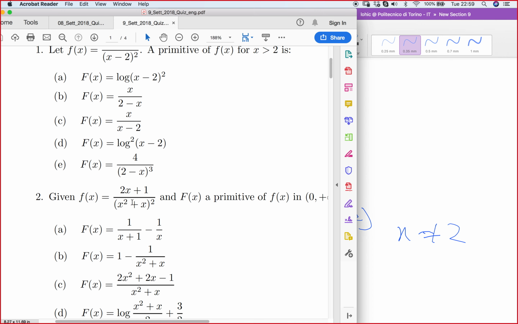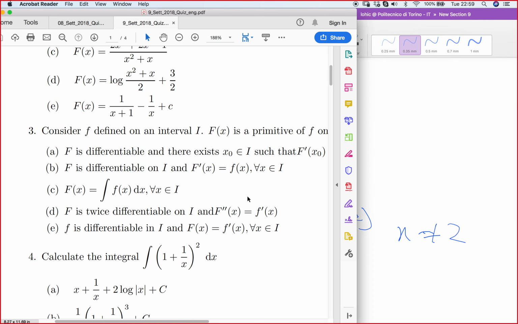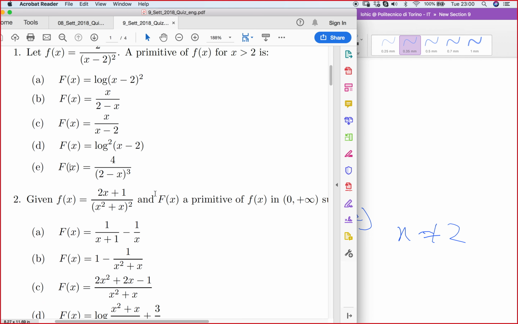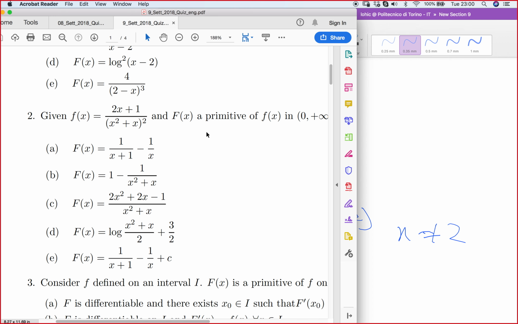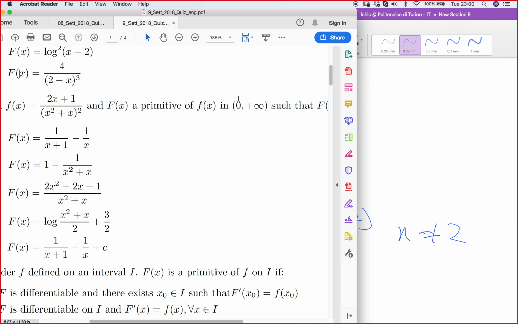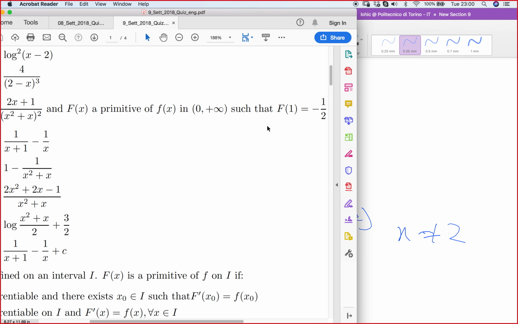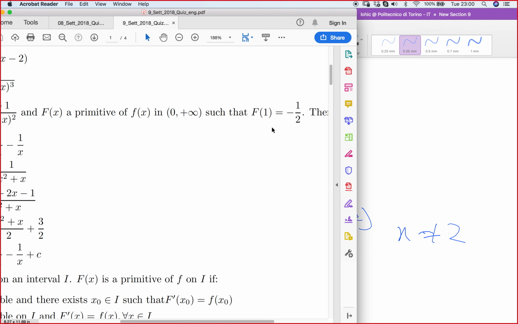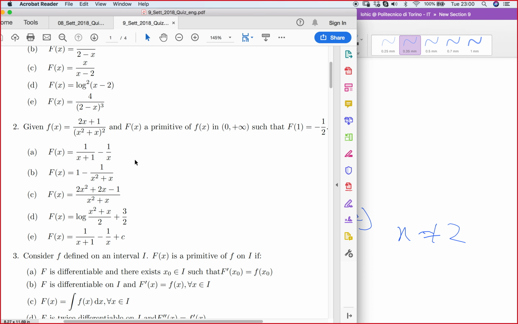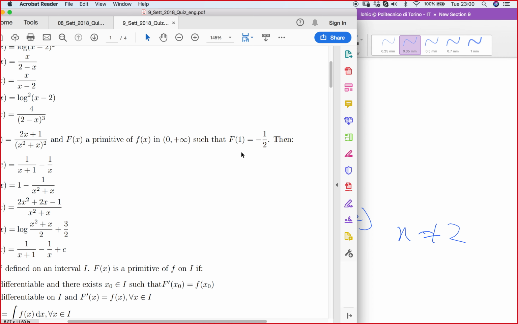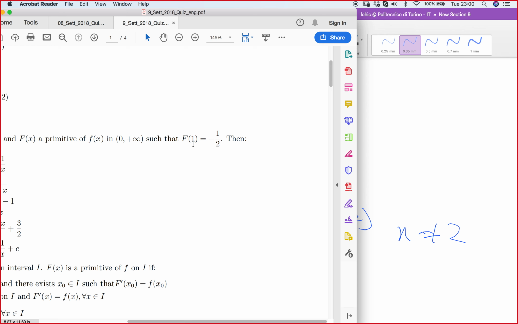Okay, next question. The next question says, given f of x equal to 2x plus 1 over x squared plus x, whole squared, and big F of x a primitive of small f of x in 0 to plus infinity, such that F of 1 is equal to minus 1/2, then, so once more, we want to find the primitive. But we want to find the primitive that satisfies a specific condition. We want the primitive that satisfies F of 1 equal to minus half.